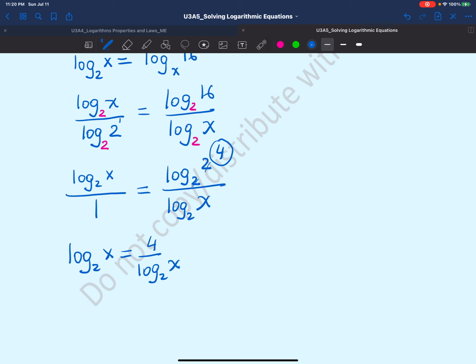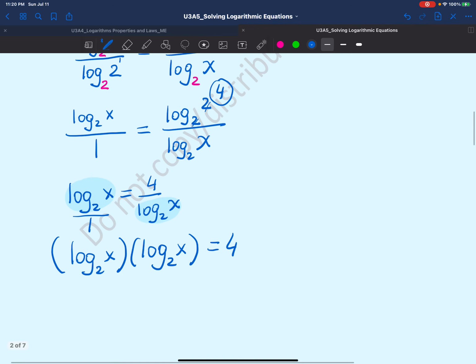So we have a rational function here. Log with base 2 of x is our unknown and was solved by cross multiplying. So log with base 2 of x times log with base 2 of x. I'm going to take my time here so that I won't lose anyone in the process. It's very easy to confuse this with some power law, product law. Be very careful. We are multiplying log with base 2 of x by itself, which means that we practically have log with base 2 of x squared equals 4.